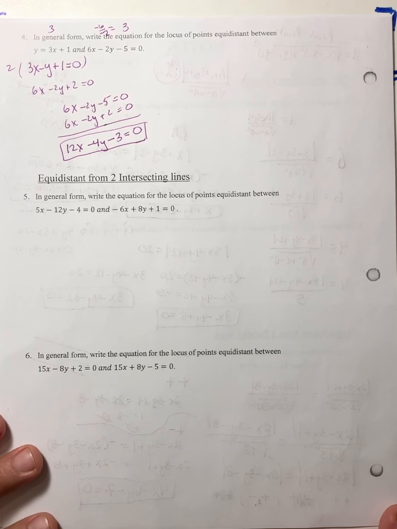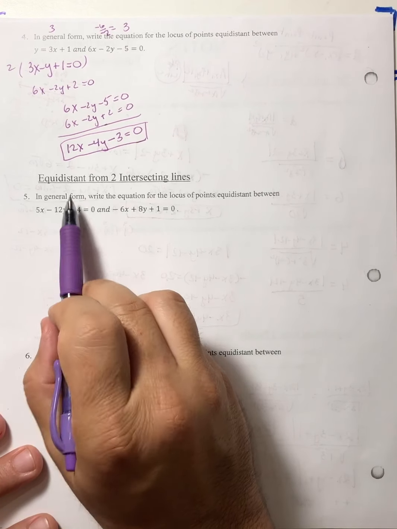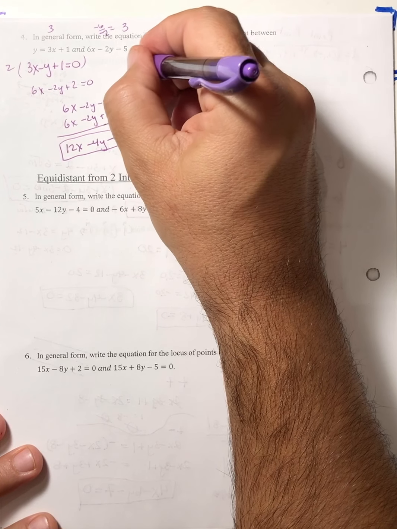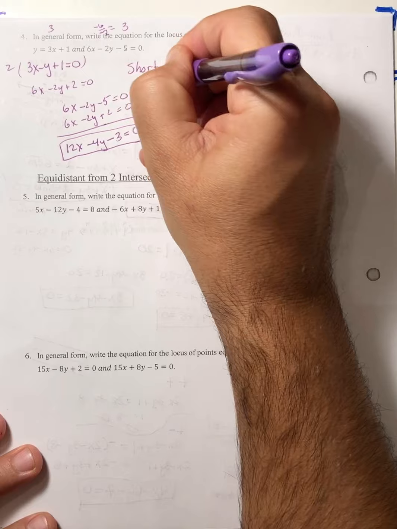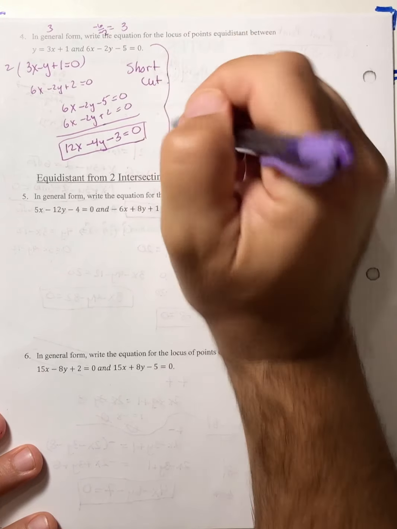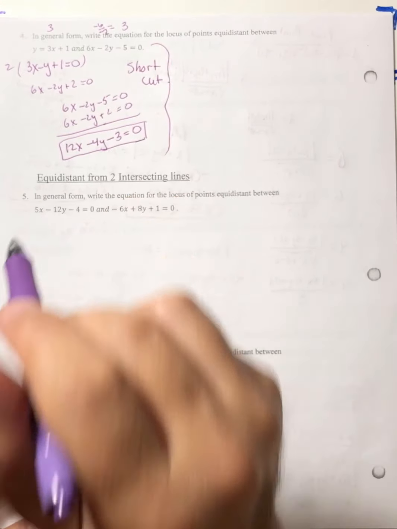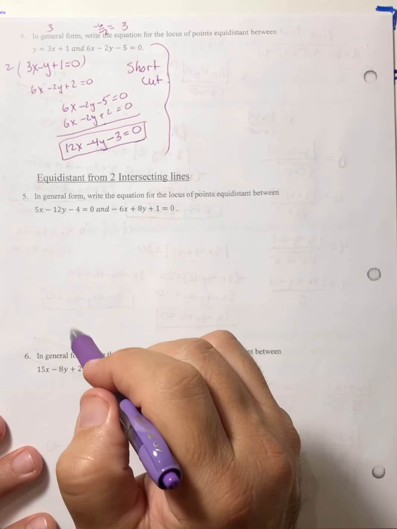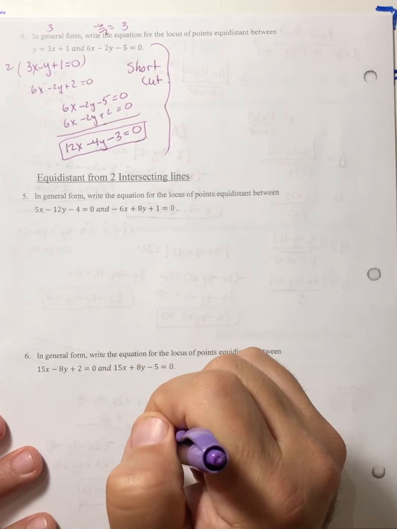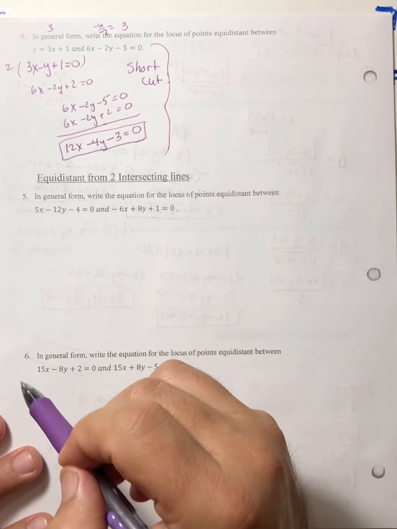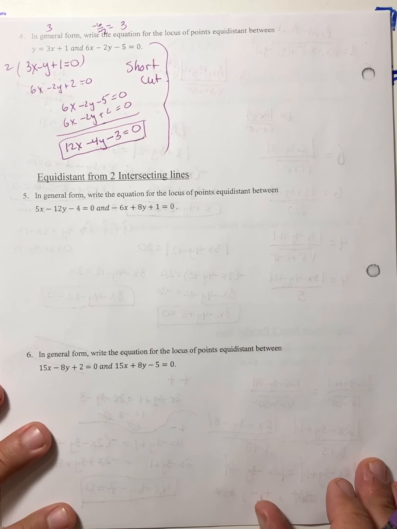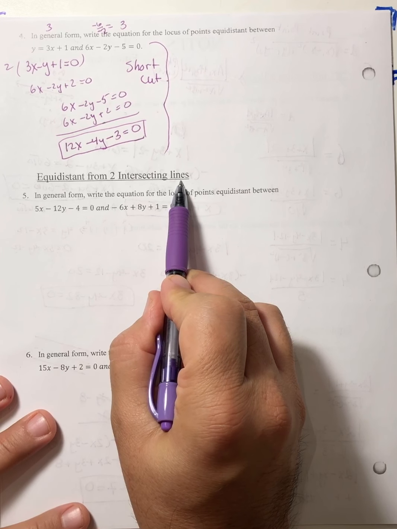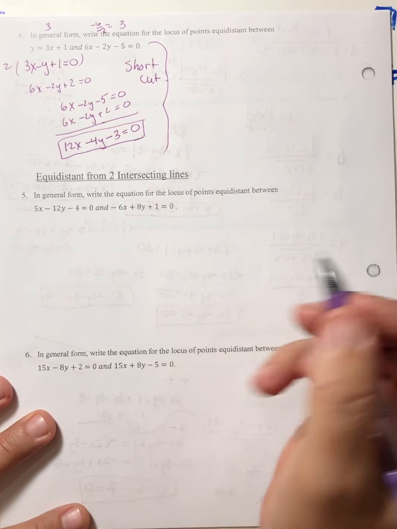All right, last question. Equally distant from two intersecting lines. So, guys, by the way, I use the shortcut here. I did this all by the shortcut. When you see questions like question 5, there is no shortcut. You have to do what we just did. Okay? All right, so these are intersecting lines. There is no shortcut for this. You have to set up your equations just like we did.